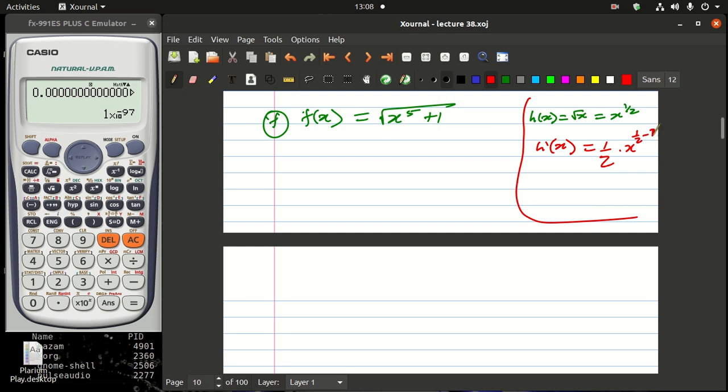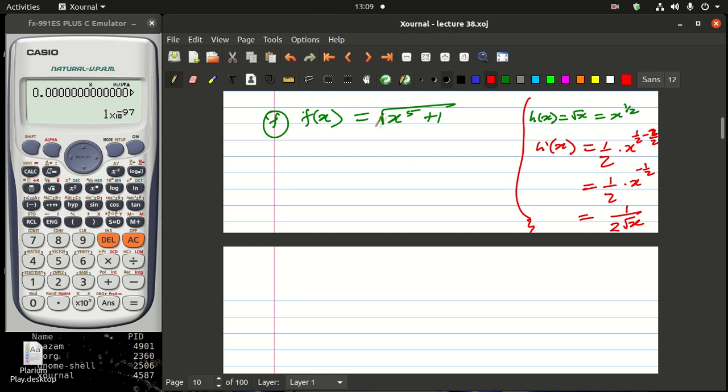And 1 is the same as 2 over 2. So this is going to end up being 1 over 2 times x to the power 1 minus 2, because 2 is a common denominator there, which is minus 1 over 2. And then this whole thing will end up being just 1 over 2 square root of x. I know this would end up being that.